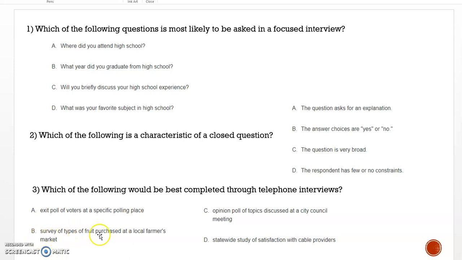B, survey of types of fruit purchased at a local farmer's market. Again, you would have to go to that local farmer's market to find the people who are exiting to ask them a question. That would be a personal interview again. C, opinion poll of topics discussed at a city council meeting. Okay, so that wouldn't be a short, concise question that you could ask somebody over the phone.